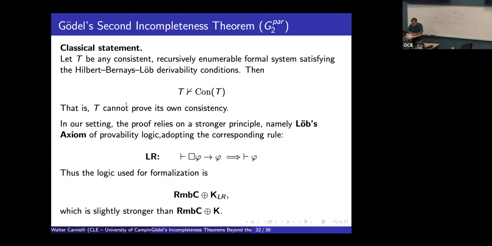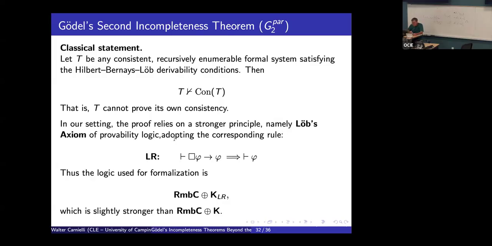The classical statement. The classical statement says the following: let T be any consistent, recursively enumerable formal theory satisfying the Hilbert-Bernays-Löb derivability conditions, then T does not prove its own consistency, right? That is, T cannot prove its own consistency. In our setting, I'm simplifying, we have two proofs of the second theorem. I'm showing you one of the simplest proofs, but this one is debatable, really debatable. I have another one, but it's much longer.